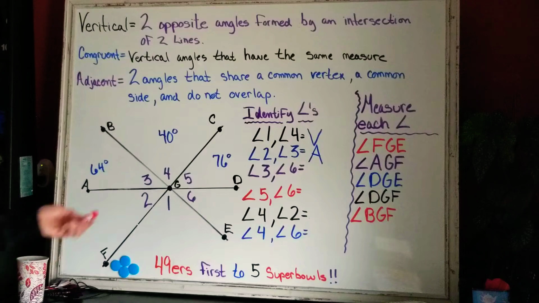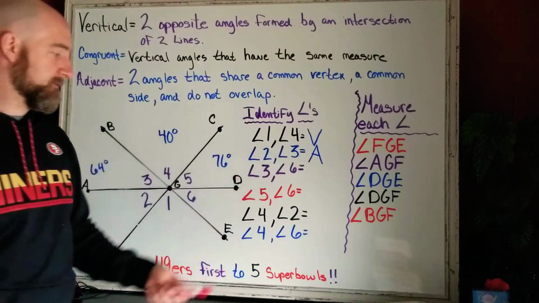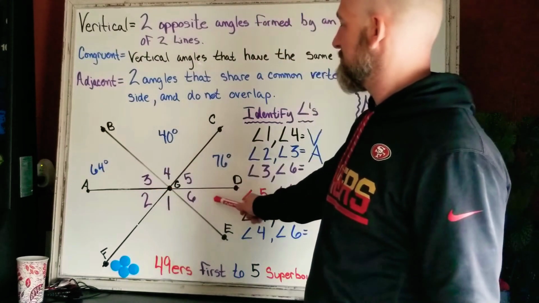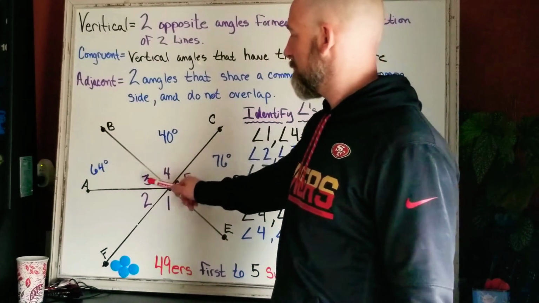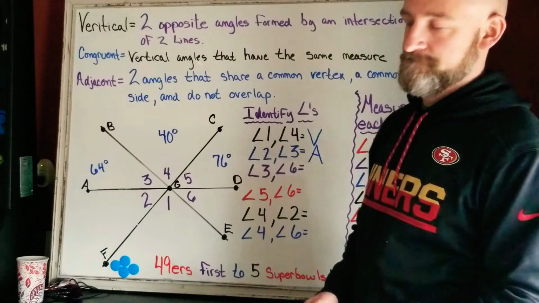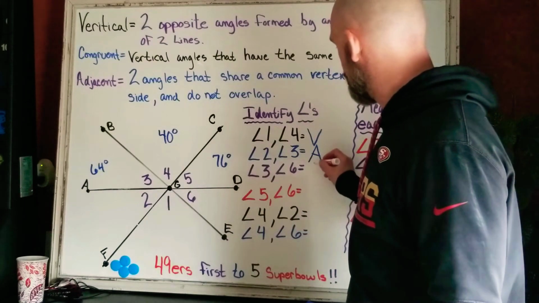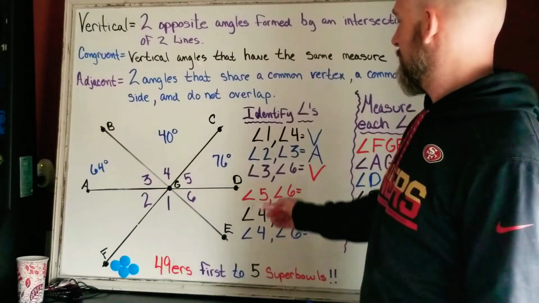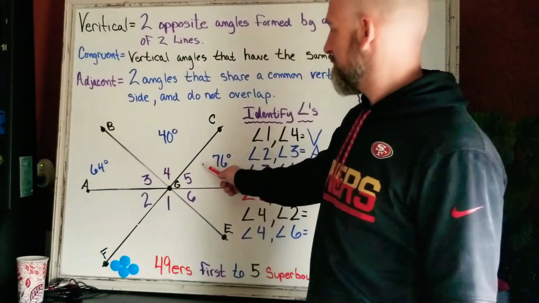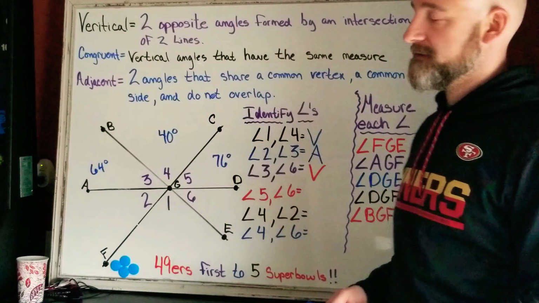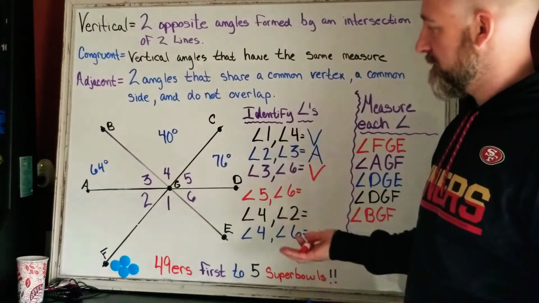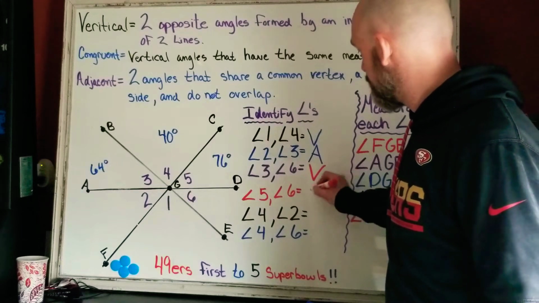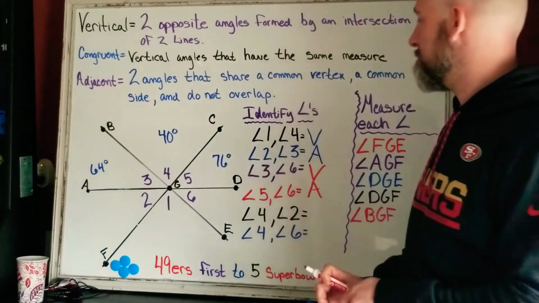What about our next one? We have angles 3 and angle 6. So we have 3 here, 6 here. Are they adjacent to each other, or are they opposite? Opposite. So we'd put vertical. What about angles 5 and 6? Angle 5, angle 6. Are they opposite of one another, or are they touching or right next to each other? So that'd be adjacent. They're adjacent to each other.